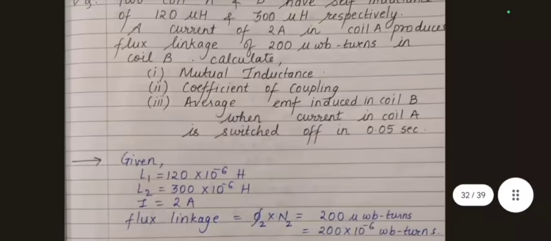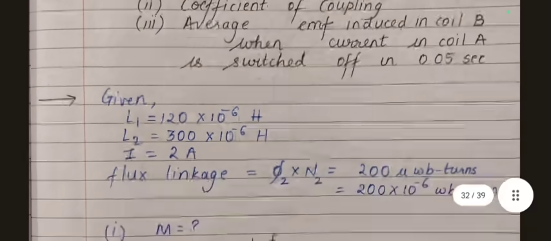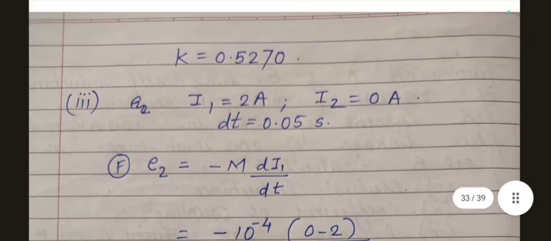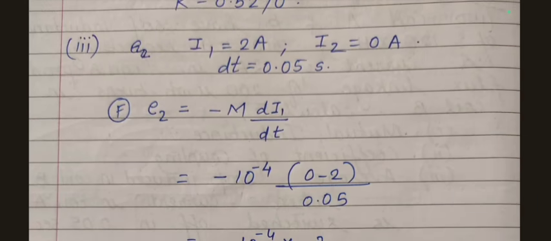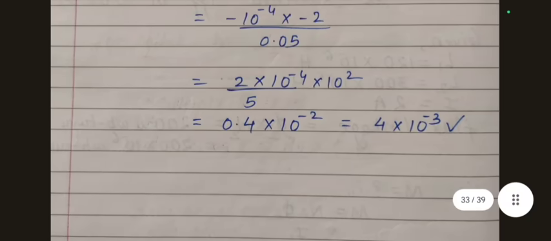Then the third thing asked is the average EMF induced in coil B when the current in coil A is switched off. Now, switched off means I2 will become 0 ampere, and dt is given as 0.05 seconds. So here the formula will become E2 is equal to minus M di1 by dt. If self inductance were given, we would take minus L di by dt, but here mutual inductance is given, or we have found it out, so we will write minus M di1 by dt. Now I2 minus I1 will be the concept, so minus 10 raised to minus 4 into 0 minus 2 upon 0.05, we will get E2 as 4 into 10 raised to minus 3 volt.